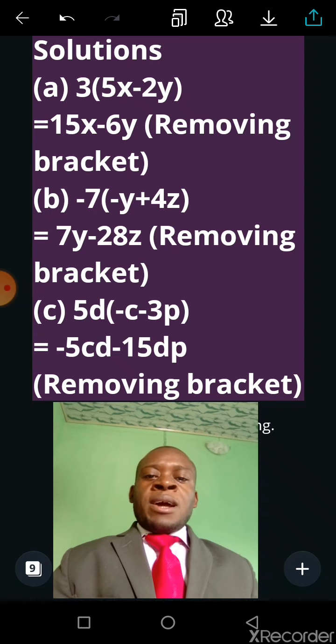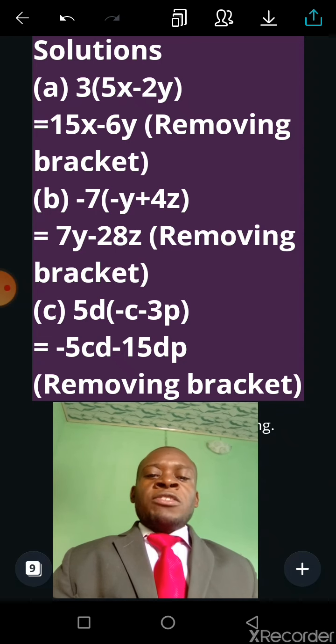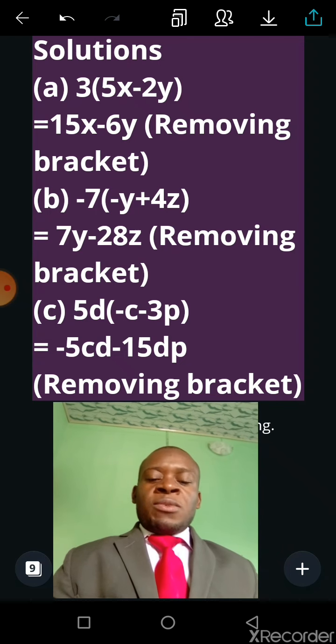We now remove the bracket. 3 times 5x will give you +15x. 3 times -2y will give us -6y, because plus times minus is minus. What we have done is removing the bracket. We go to B. -7(-y + 4z). -7 times -y will give us 7y, because minus times minus is plus. Then -7 times +4z will give us -28z, because minus times plus is minus. What we have done is removing the bracket.